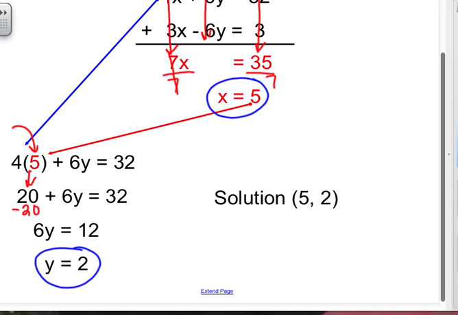You're going to subtract 20 on both sides. It cancels. So that's why 6y equals 12. You're going to divide by 6. And that cancels. Y is 2. Awesome. Now I know that x is 5 and y is 2. That's the solution. There it is as an ordered pair. Let's do some more.